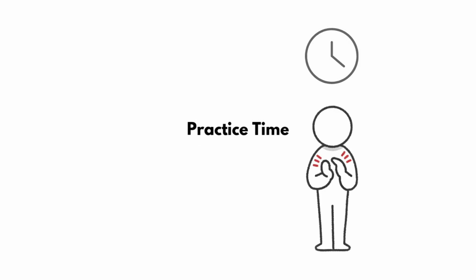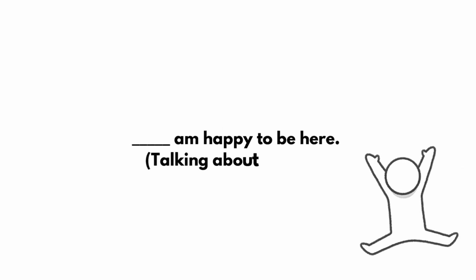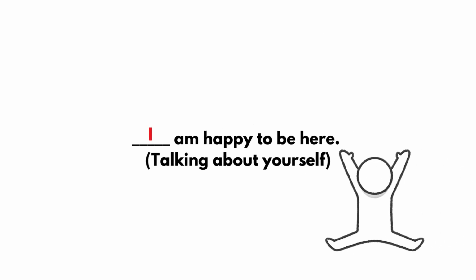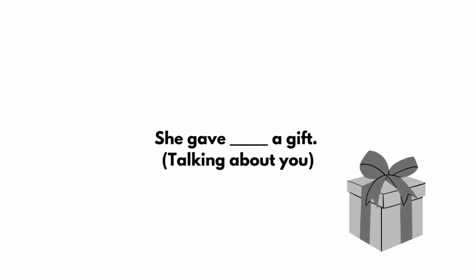Let's do a few more sentences together to practice. I'll say a sentence, and you'll fill in the blank with the correct subject or object pronoun. I'm happy to be here. The answer is I am happy to be here. She gave a gift. The answer is you. She gave you a gift.